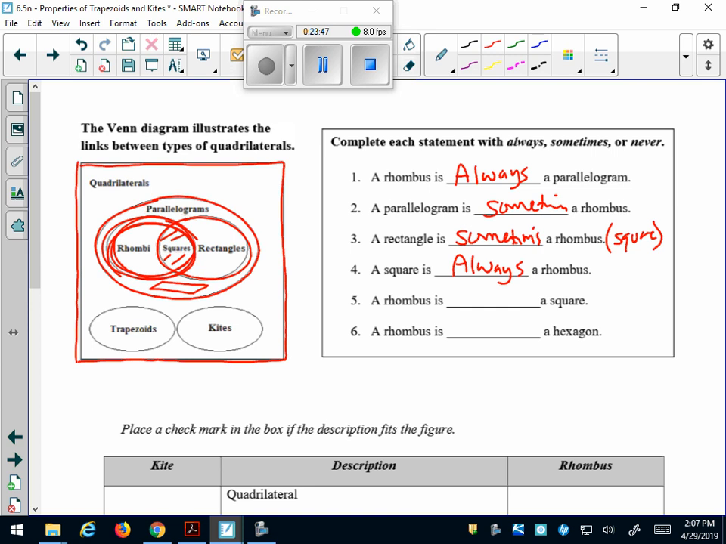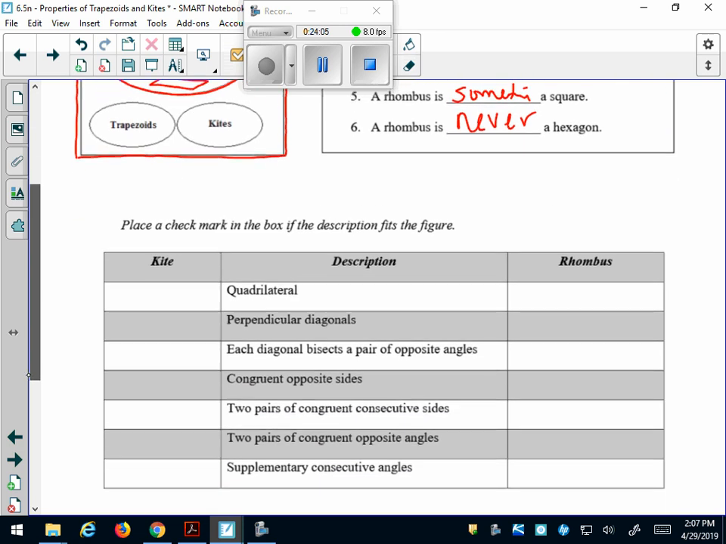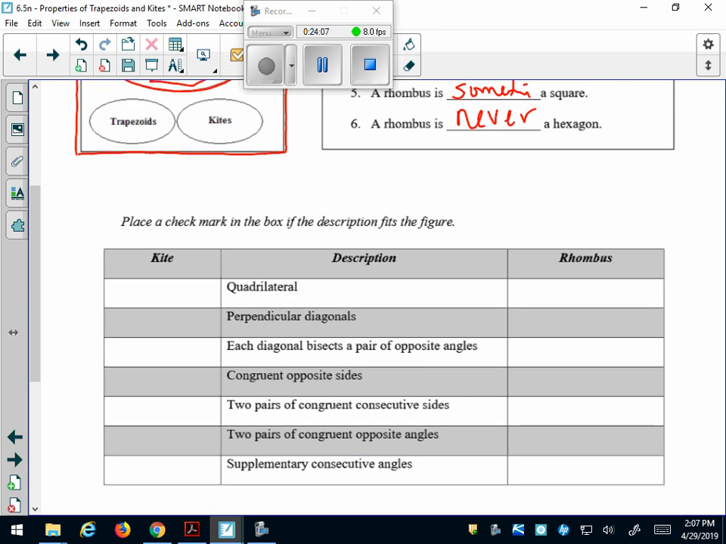So always rhombus. A rhombus is sometimes a square, because only part of it is together. A rhombus is blank a hexagon. I hope that's an easy one. Never a hexagon, right?